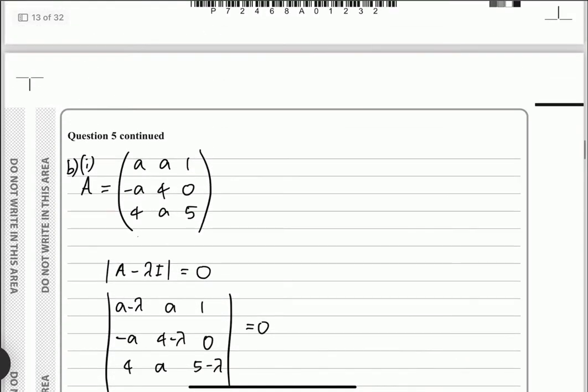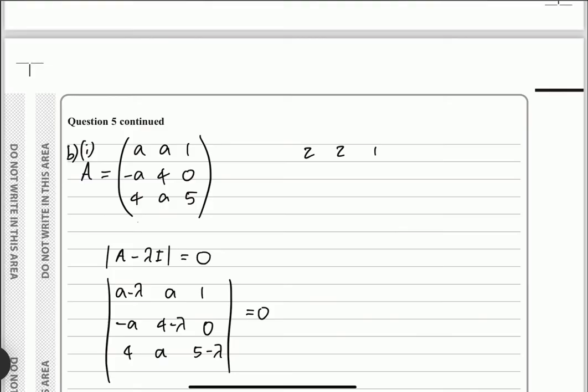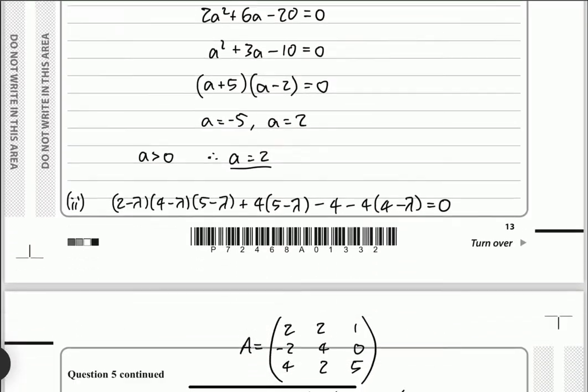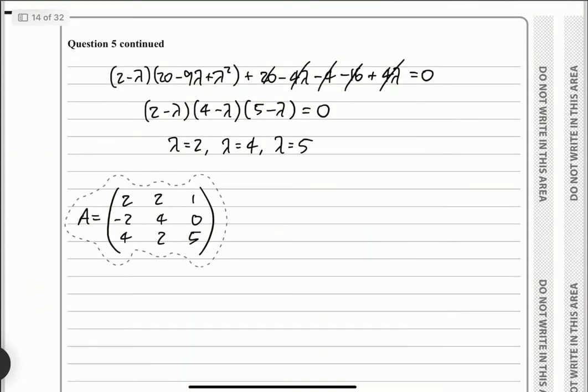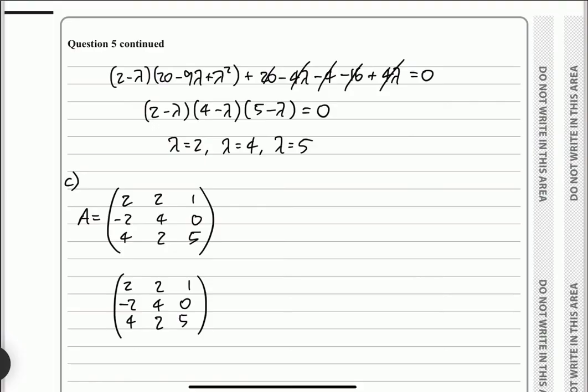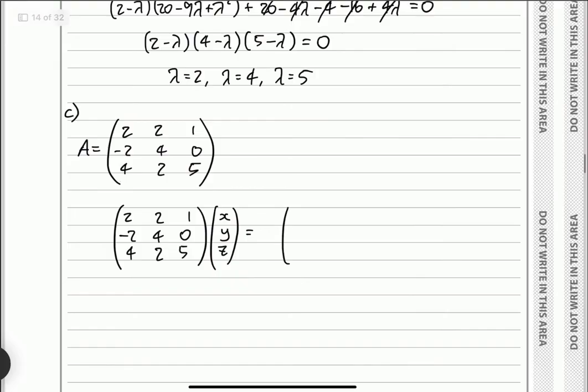But now we know a, so we've got 2, 2, 1; minus 2, 4, 0; 4, 2, 5. Taking that with us. And this is part C. So we're going to apply that onto the vector x, y, z. Because the whole point of an eigenvector is that it does not change except for a factor, and that factor is the eigenvalue. So let's start with lambda equals 4.